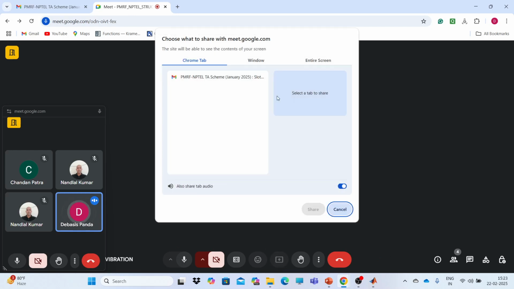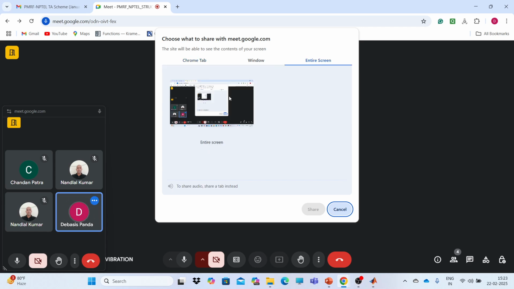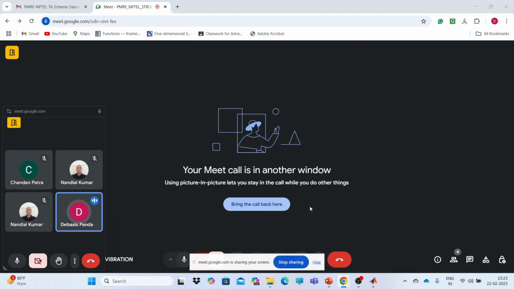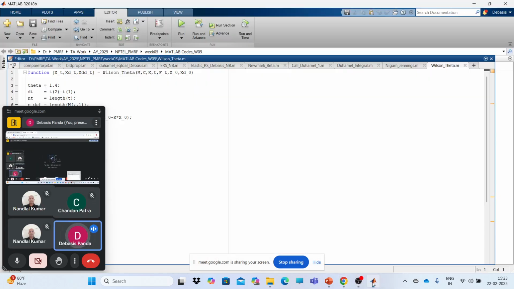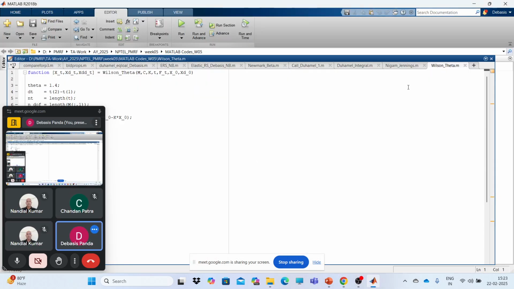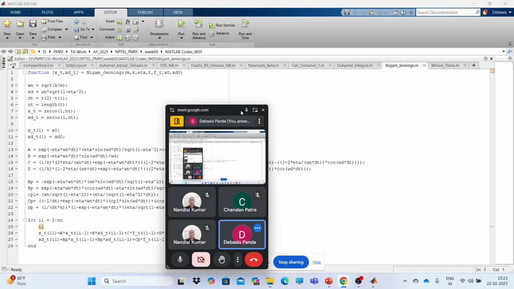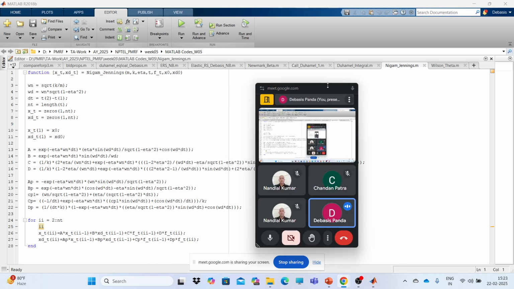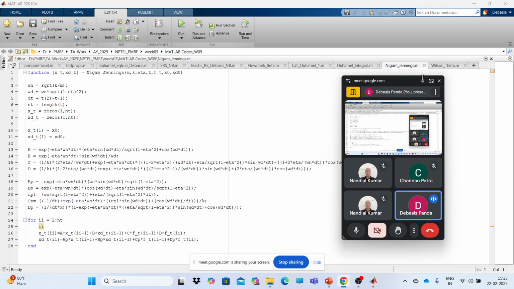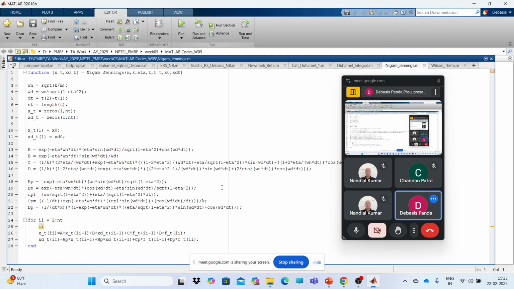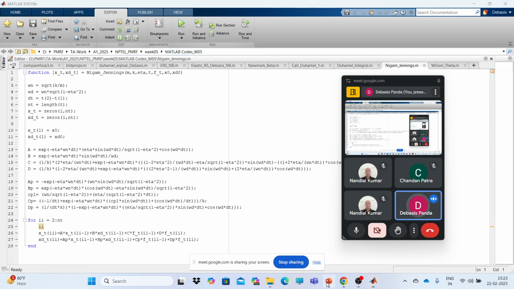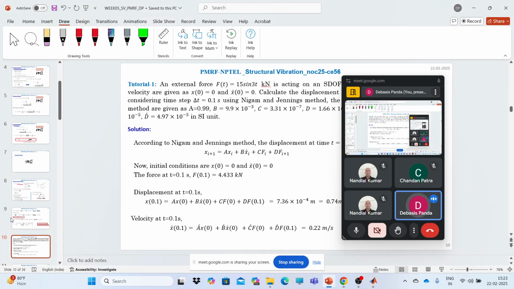But my intention is just to understand how this method actually works. Here we will code it, and we will try to solve it using MATLAB. So, the Nigam Jennings method. Look for the solution. Now I think it's a little faster. Yeah, now it's good. Great. So what was the expression for the Nigam Jennings? Let's go quickly to these expressions.